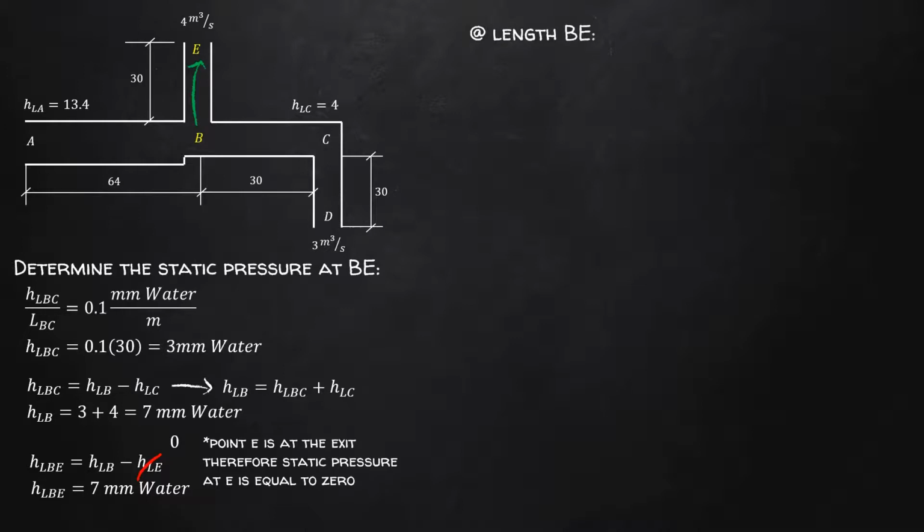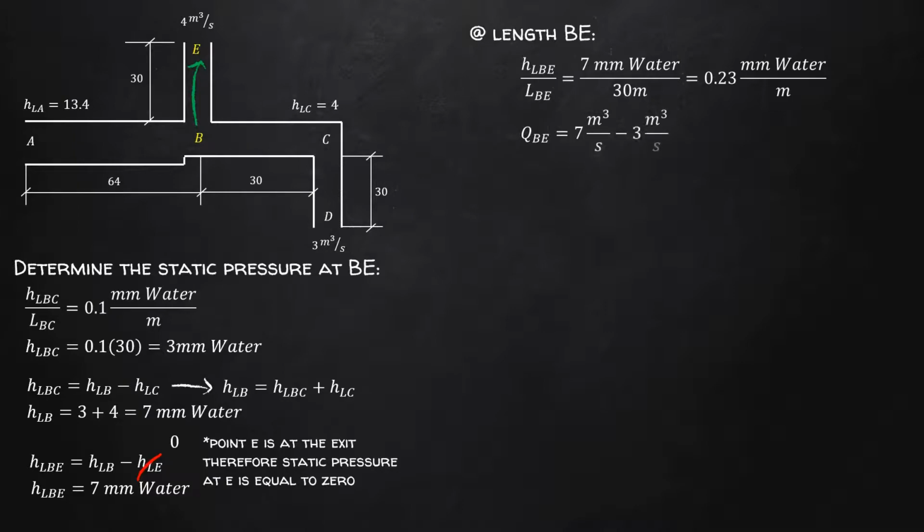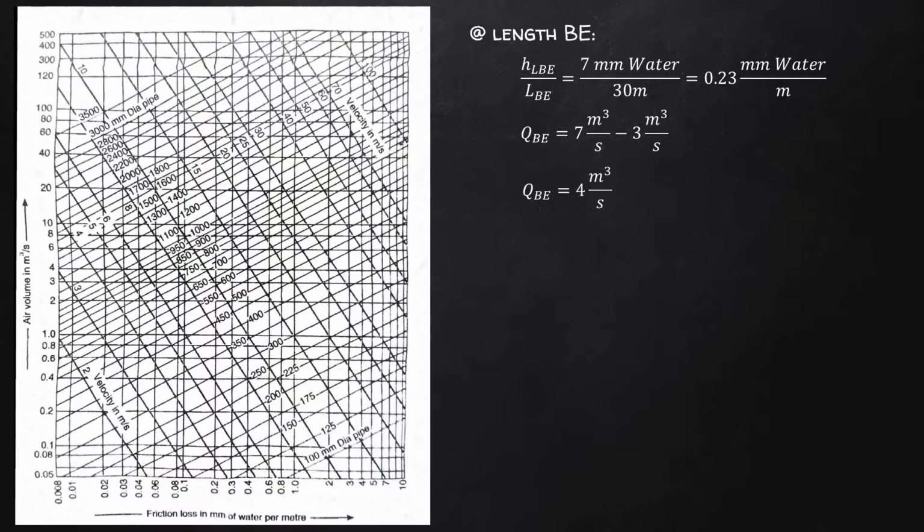At length BE, the friction loss is equal to 0.23 mm of water per meter and the volume flow rate is equal to 4 cubic meter per second. From the friction chart, at 4 cubic meter per second and 0.23 mm of water per meter, the diameter is equal to 675 mm.